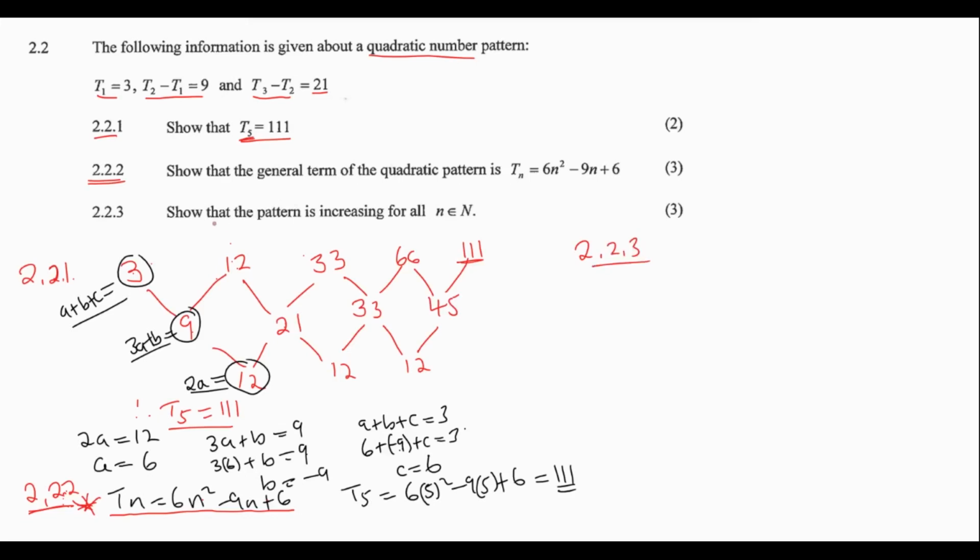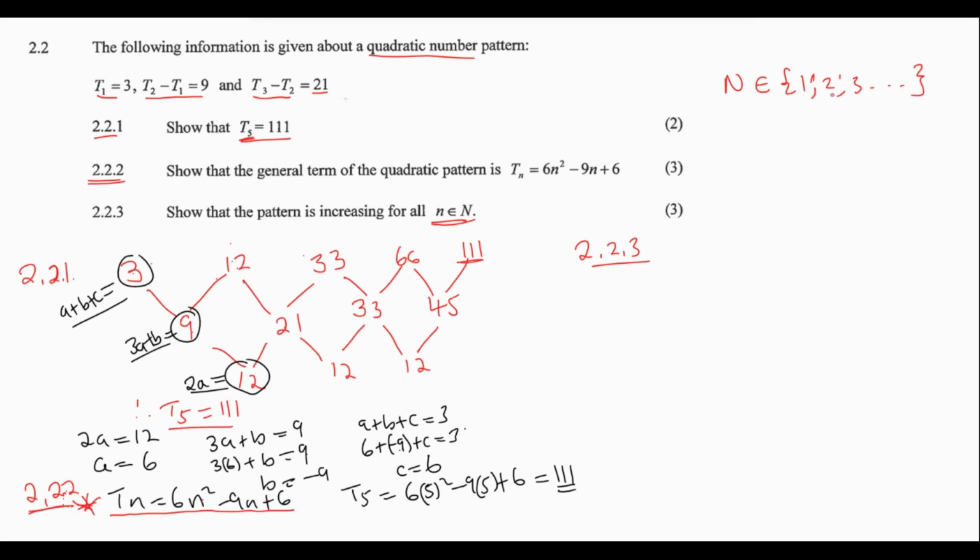Show that the pattern is increasing for all n, an element of the natural numbers. What are natural numbers? Natural numbers are the numbers that start from 1: 1, 2, 3, and they go on like that. Remember, whole numbers start from 0. Natural numbers start from 1.